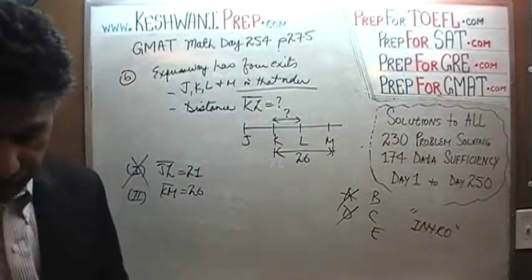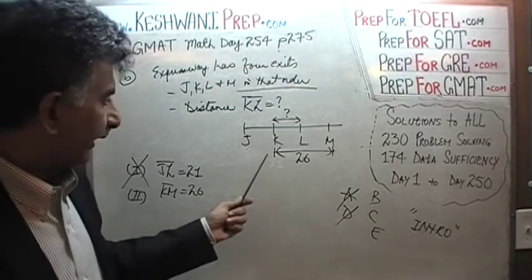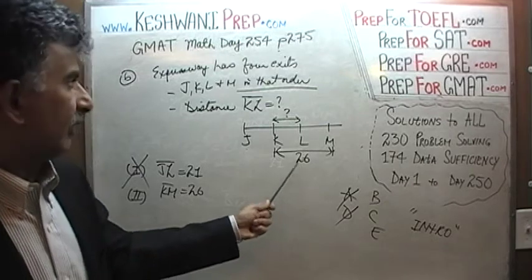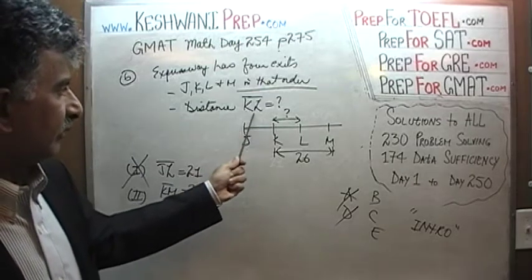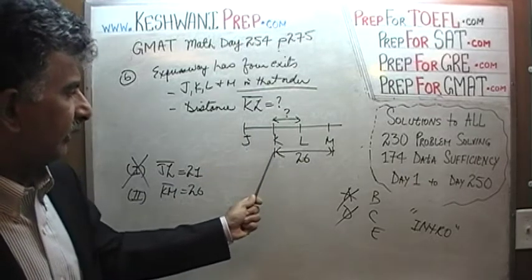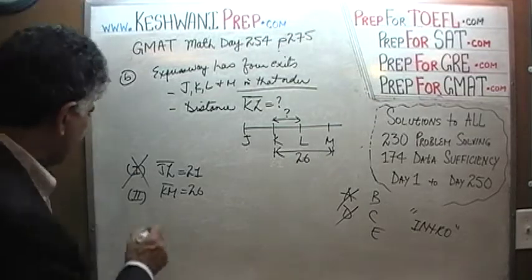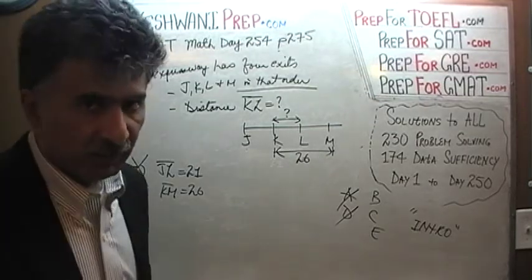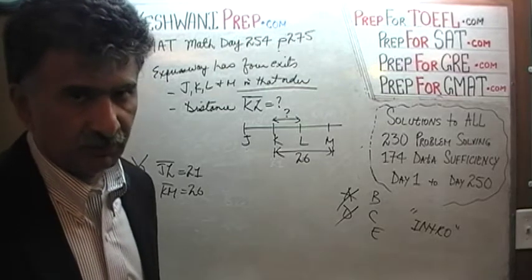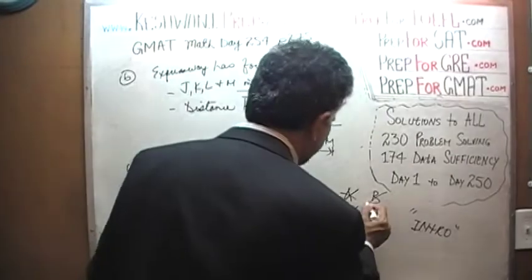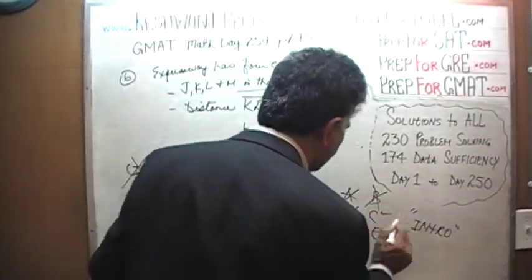Again, simply knowing the fact that K to M is 26 miles does not enable us to answer the question, which is what's the distance from K to L? How can we figure out the distance from K to L by simply knowing that K to M is 26 miles? The second statement is also by itself not sufficient, which means the answer cannot be B. The answer would have to be either C or E.